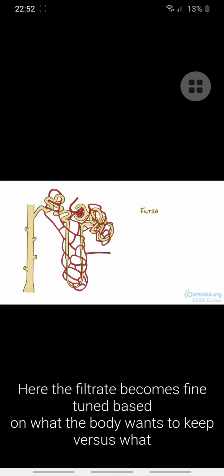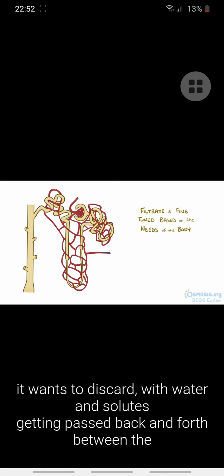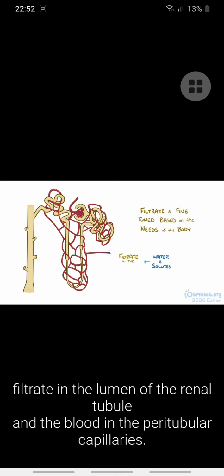Here, the filtrate becomes fine-tuned based on what the body wants to keep versus what it wants to discard, with water and solutes getting passed back and forth between the filtrate in the lumen of the renal tubule and the blood in the peritubular capillaries.